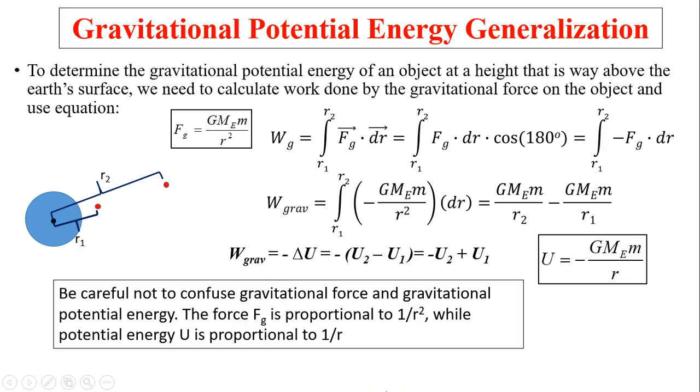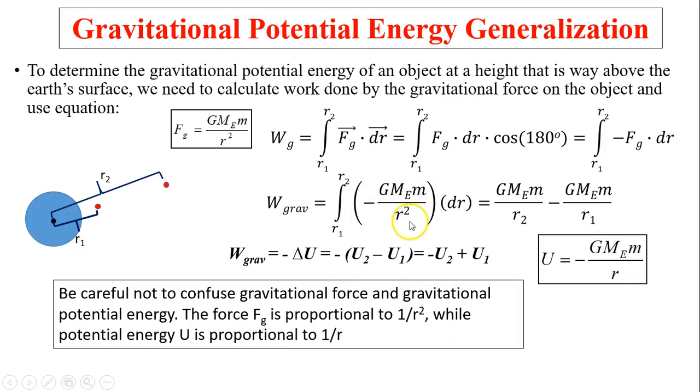Now let's take a look at gravitational potential energy generalization. We have just learned Fg is not a constant. As you move away from Earth, Fg is a function of the distance. So how do we find the work done by gravity? The work done is a dot product. Remember, force is a vector, and so is dr. Force is toward Earth, dr is away from the Earth, so the angle between them is 180 degrees. So we have to use Fg times dr times cosine 180. Cosine 180 is -1, so that becomes negative Fg times dr.